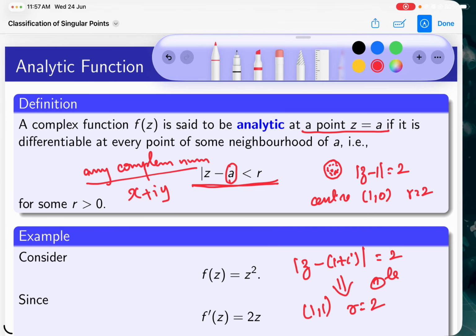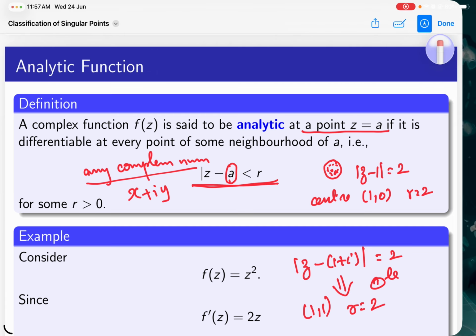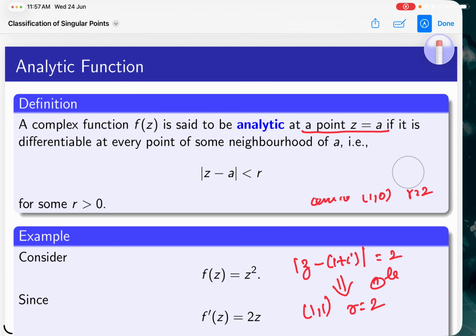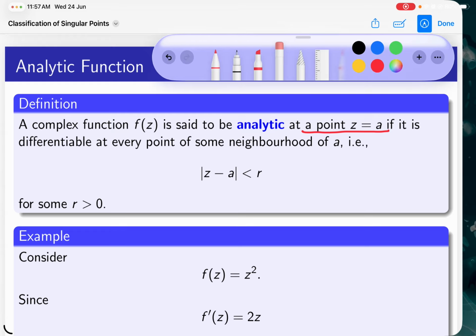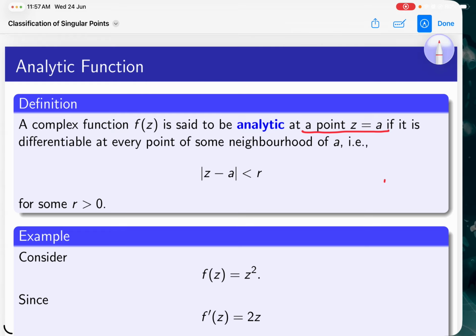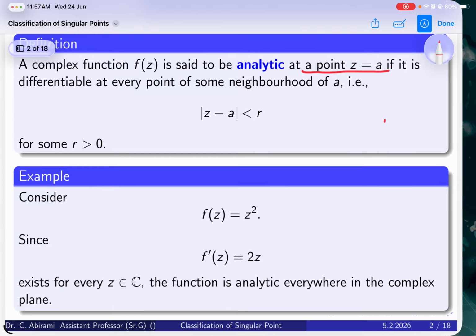So whenever you come across this, depending upon the value of a, you can write the center as well as the radius. For example, f of z is equal to z squared. First you can compute the derivative, so 2z. For all the values of z, z is a complex number, the derivative exists. Therefore, we can conclude that the given function f of z is analytic.